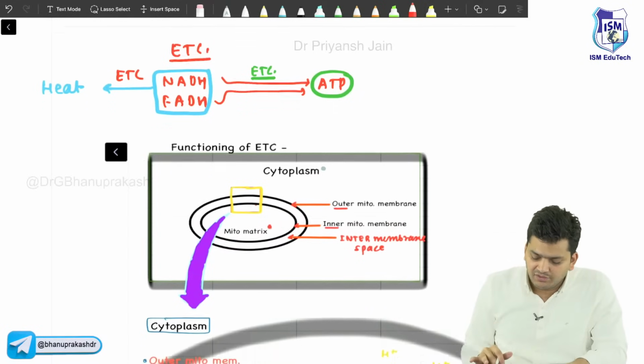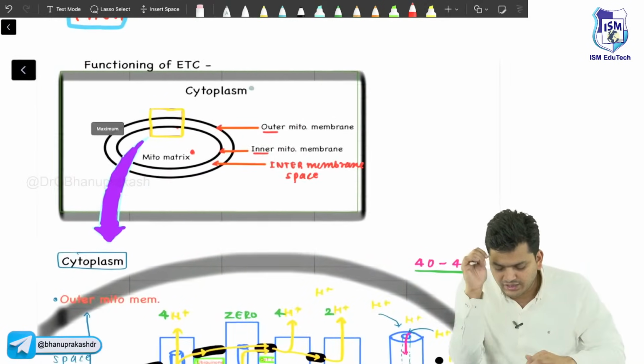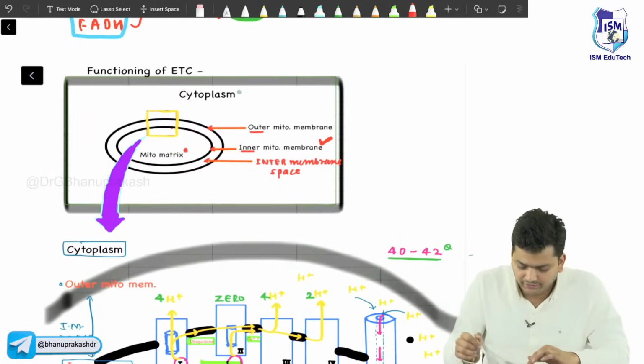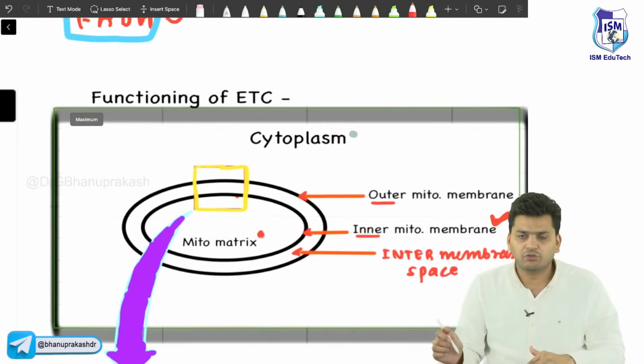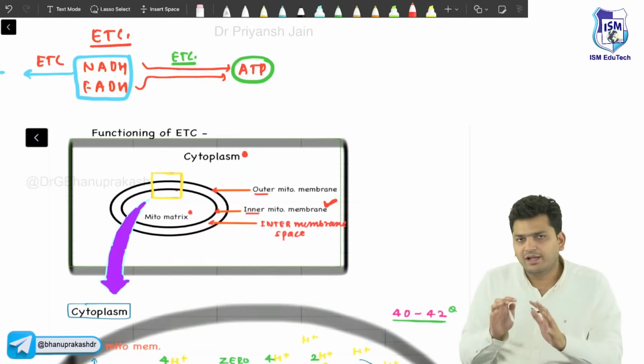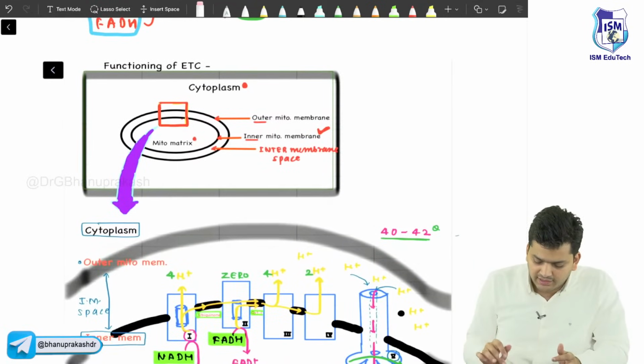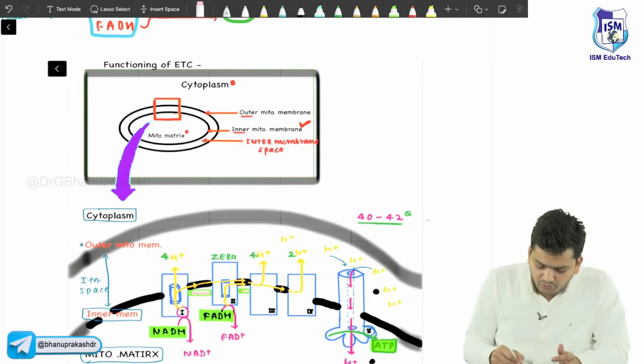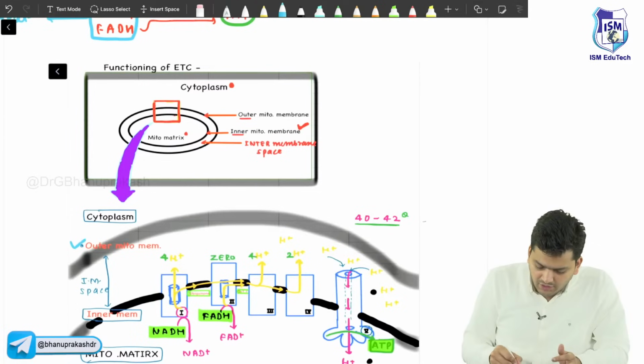How? First, the electron transport chain occurs on the inner mitochondrial membrane. This diagram has to be very clear with you. The outermost thing here is the cytoplasm, then these are the two membranes. So we are taking a cross section from here and we are zooming in. If we zoom in on this area, you can see this is the outer mitochondrial membrane.